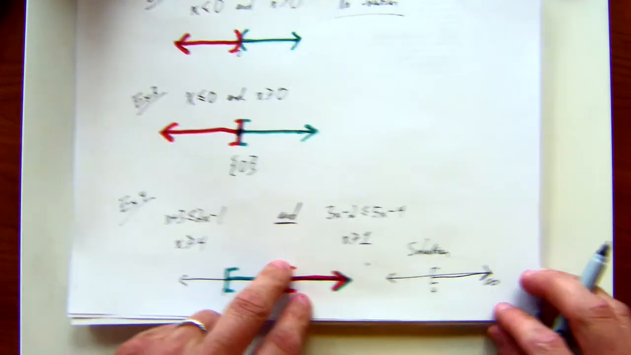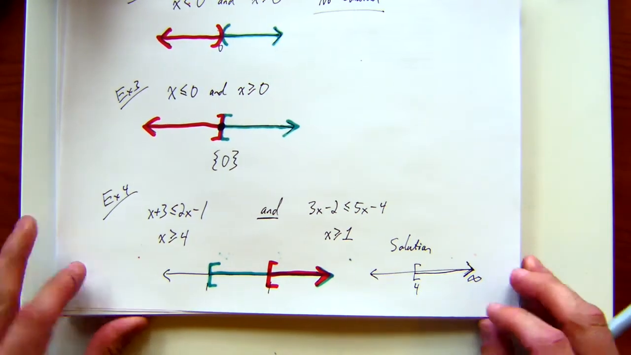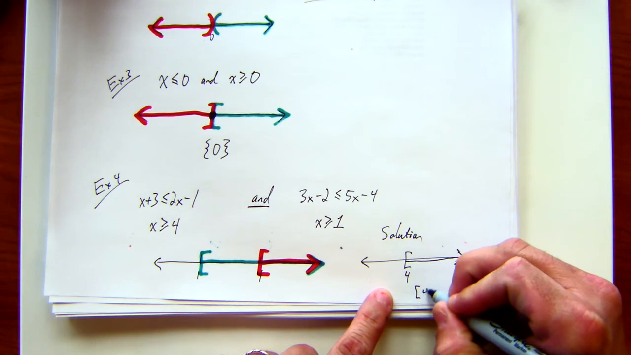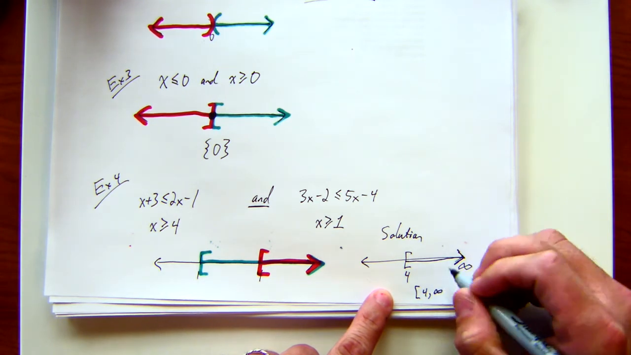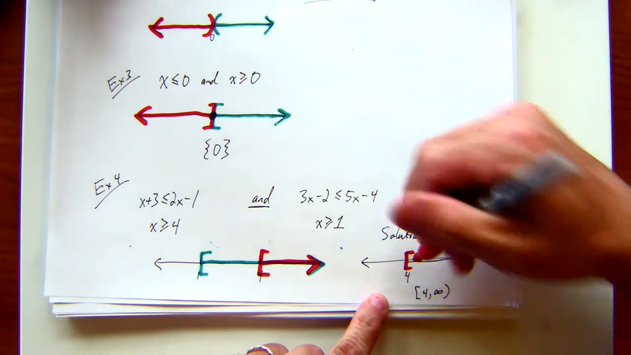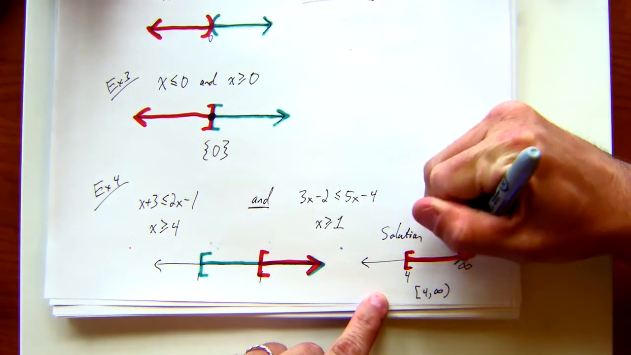And so then what is the interval notation? We did this on Thursday. Bracket 4, comma, infinity, open. Just to make it pretty, I'll put that in red there.